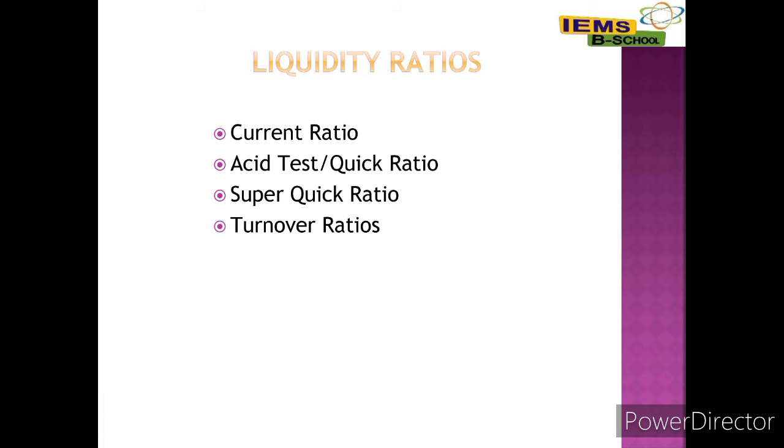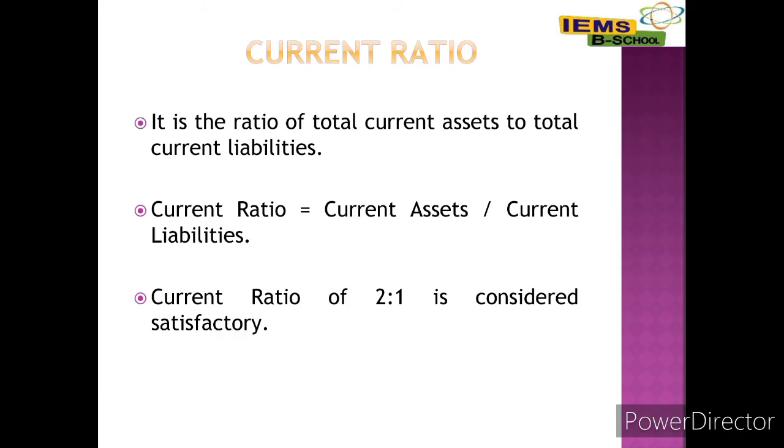Now let's discuss about liquidity ratios. Liquidity ratios measure the ability of the firm to meet its short-term debt obligations and reflect short-term financial strength or solvency of the firm. So liquidity ratio measure how strong the financial position is to make the short-term payments. The ratios which indicate the liquidity of the firm are current ratio, quick ratio, super quick ratio, and turnover ratios. So first we'll discuss about current ratio.